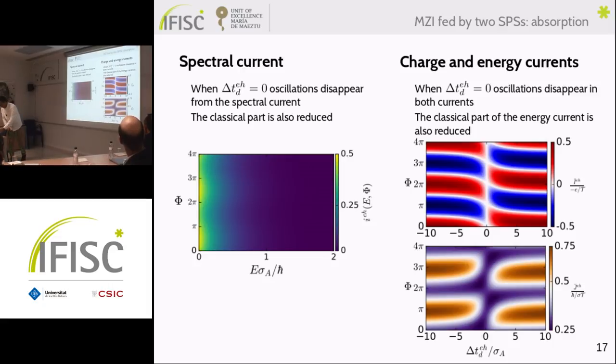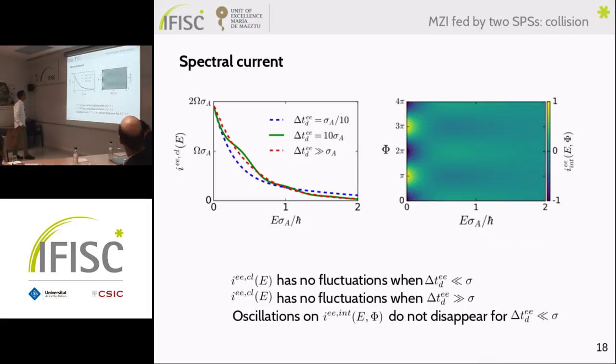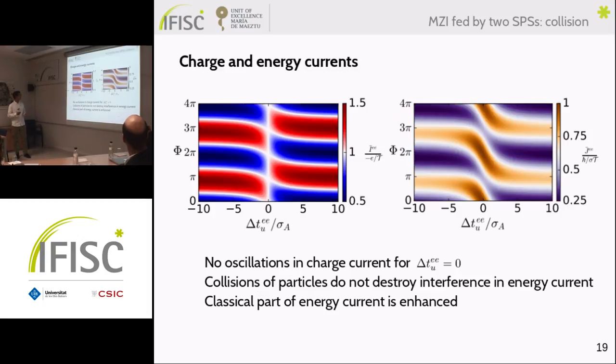On the other hand, if we look at the case of collisions, we find that the behavior is rather different. And in this case, we have that the spectral current still has oscillations. And so we move now to the charge and energy currents, and we find that the charge current has no oscillations, and yet the energy current has oscillations.